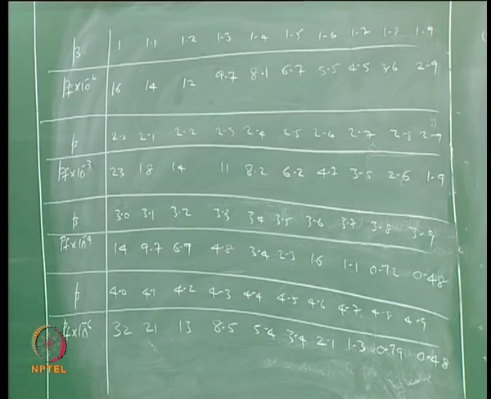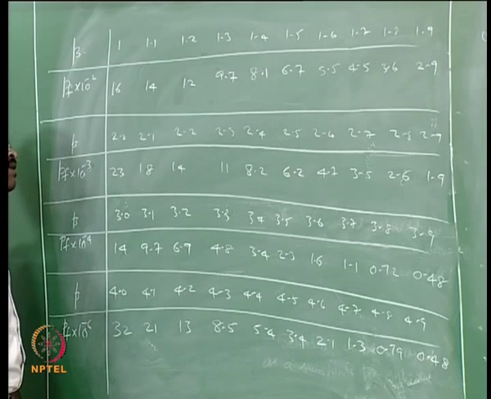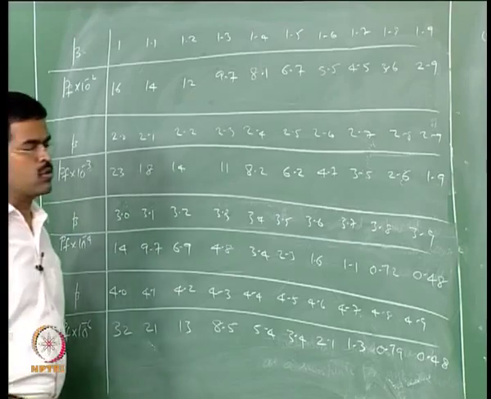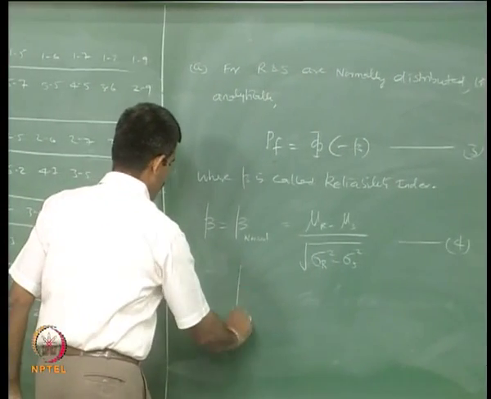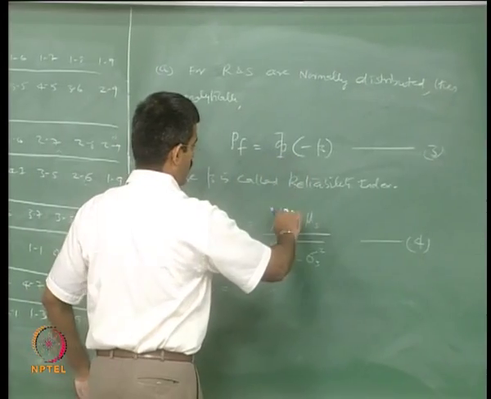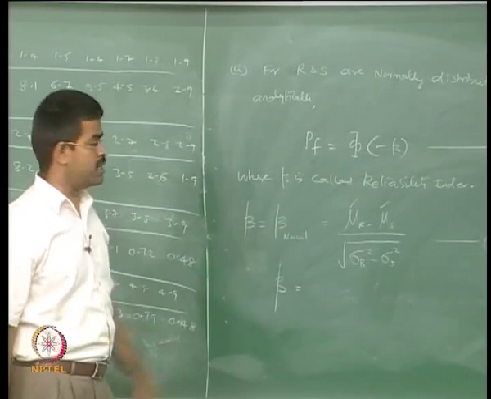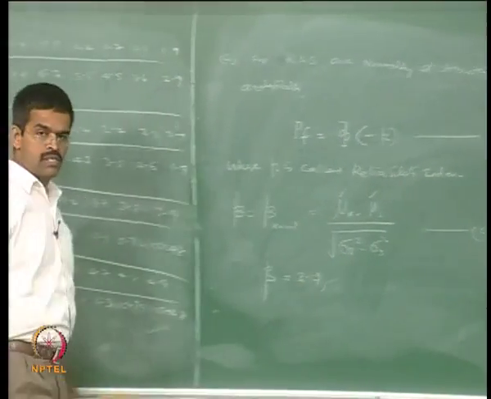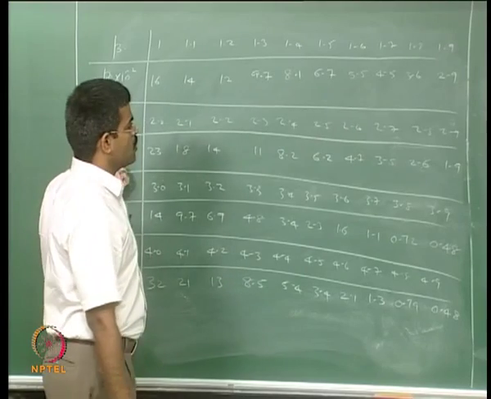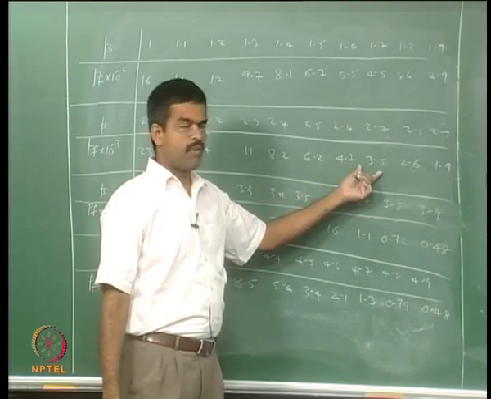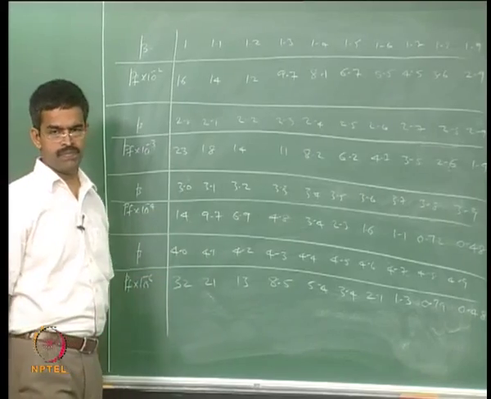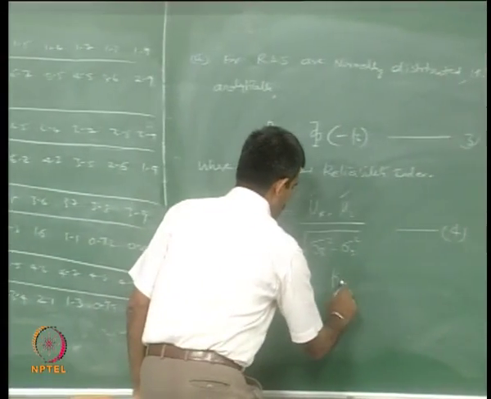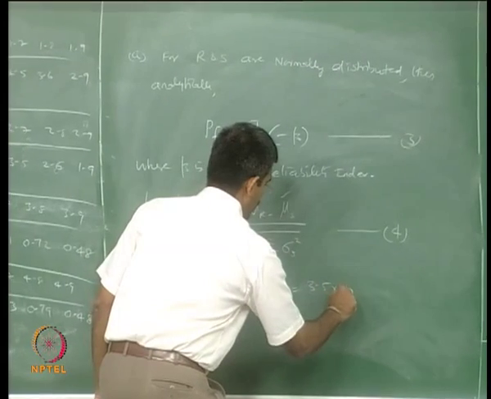So, this is a table which is available in almost all textbooks of statistics, but still for completion's sake I want the viewers to look into this table and understand. I will just quickly read how to use it. For example, if I get the beta value from this expression when I know mu r and mu s and sigma r and sigma s, and the beta value comes to around 2.7, this indicates that my probability of failure is about 3.5 10 power minus 3.